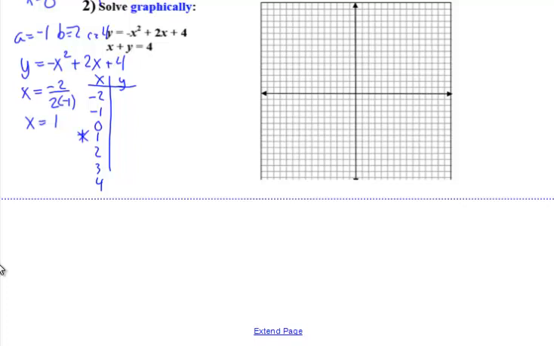Okay, as you're entering that in, if you're using a graphing calculator, make sure you use the negative sign in front of the x squared, not minus. And so at negative 2, it's negative 4. 1, 4, 5, 4, 1, negative 4. So we got some things there.